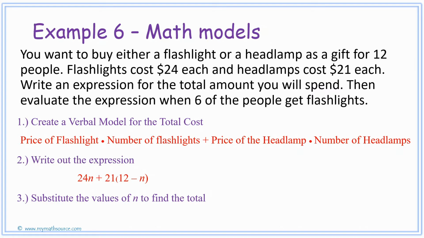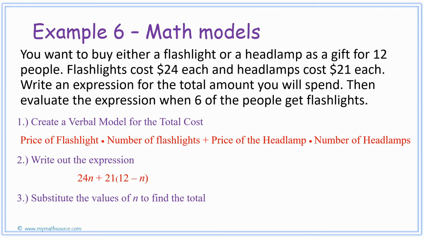And since I chose the flashlight to be n, then how many people are left? Well, let's say I chose 8 people to get flashlights. Then how many people can get headlamps? Well, there's only 4 people. And so we know that it's 4 because 12 subtract 8 is 4. And no matter what combination I use, if I say 2 people get flashlights, then how many people will have headlamps? Then I'll say 12 subtract 2 is 10. So it's 12 subtract whatever the amount of flashlights are. And so since I can see that model, then what I simply do is rewrite that as 12 subtract n.